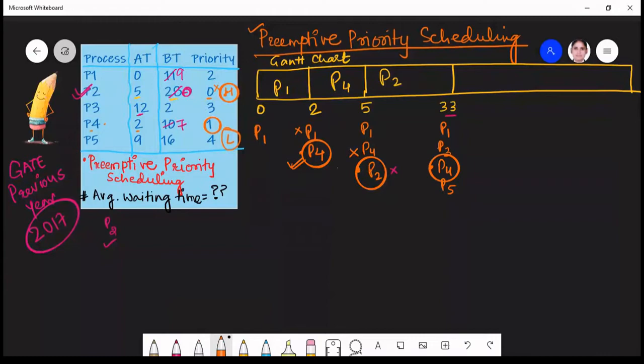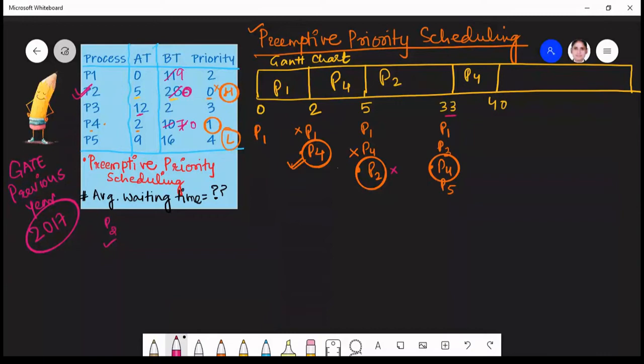So now the turn is of P4. P4 will take the CPU and run for its complete remaining burst time. The remaining time of P4 is 7, so it is going to run for the next 7 milliseconds. 33 plus 7 is 40. Now P4 has also completed its execution.